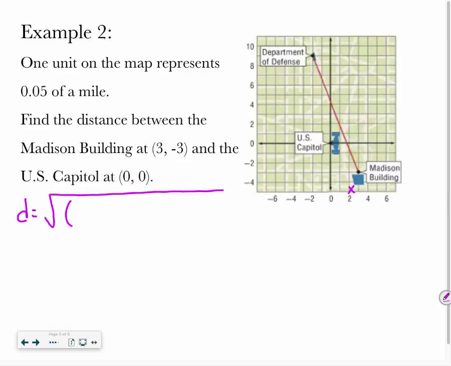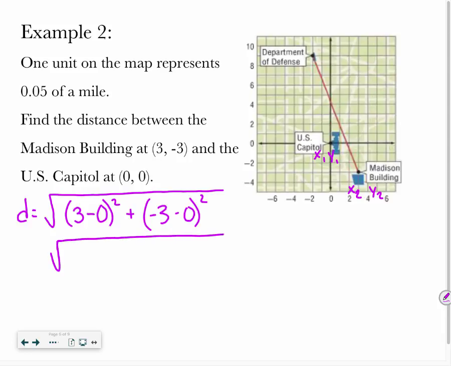if I say that the Madison Building is my x2 and y2, and I'm going to say that the U.S. Capitol is my x1, y1. So I have x2, which is 3 minus x1, 0, squared, plus my y2 is going to be that -3 minus 0, squared. So I have the square root of 3 minus 0 is just 3. 3 squared is 9. Plus -3 minus 0 is -3. -3 squared. Remember, that is -3 times -3. Don't say that is a -9. That is a positive 9.